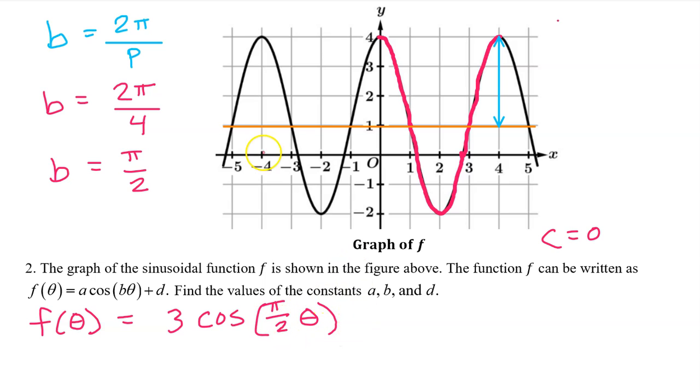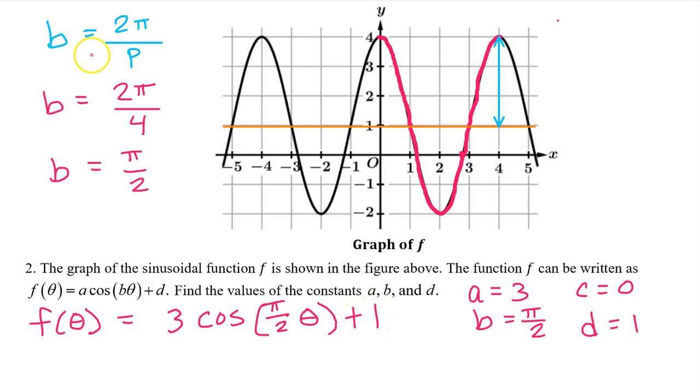Finally, the d value corresponds to the midline. Since the midline is at y equals 1, the value of d is positive 1. In summary, a is 3, b is pi over 2, c is 0, and d is 1.